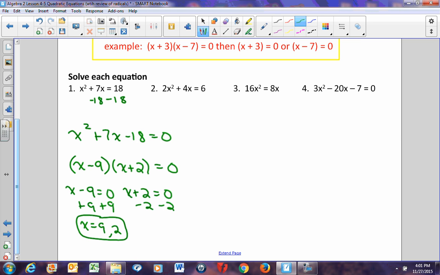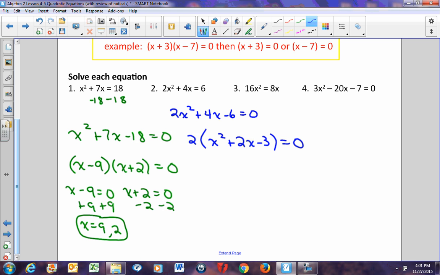Number 2, 2x squared plus 4x equals 6. Again, I need to move the 6 over, so I'm going to do 2x squared plus 4x minus 6 equals 0. And I'm moving into the other problems on the board, so I'll just move those down. Now I need to look at this and I can see right away I can take out a 2. My greatest common factor is a 2, so I'm going to take that out, and I'm left with x squared plus 2x minus 3 equals 0.